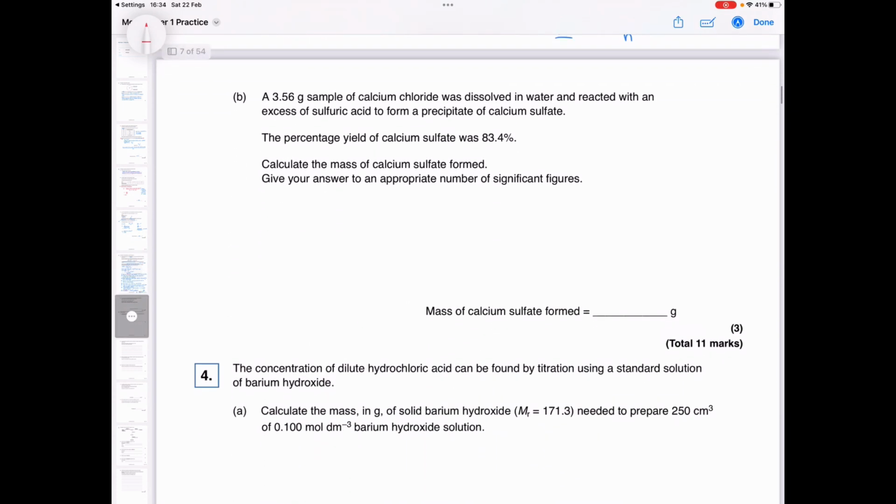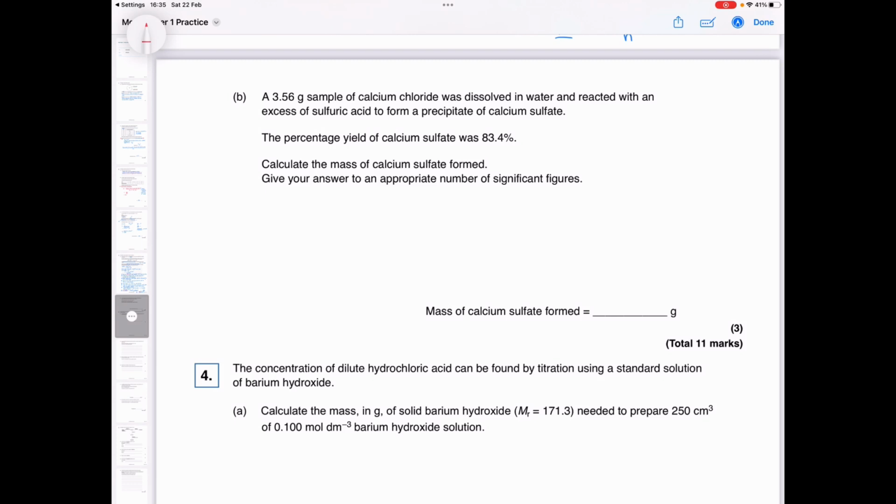Part B. A 3.56 gram sample of calcium chloride was dissolved in water and reacted with an excess of sulfuric acid to form a precipitate of calcium sulfate. The percentage yield of calcium sulfate was 83.4%. Calculate the mass of calcium sulfate formed.